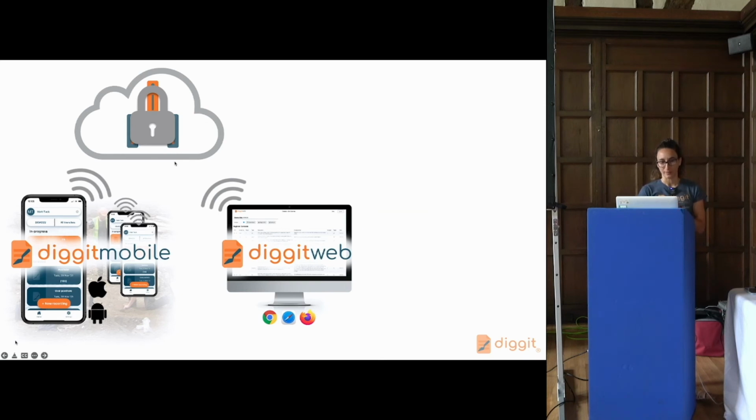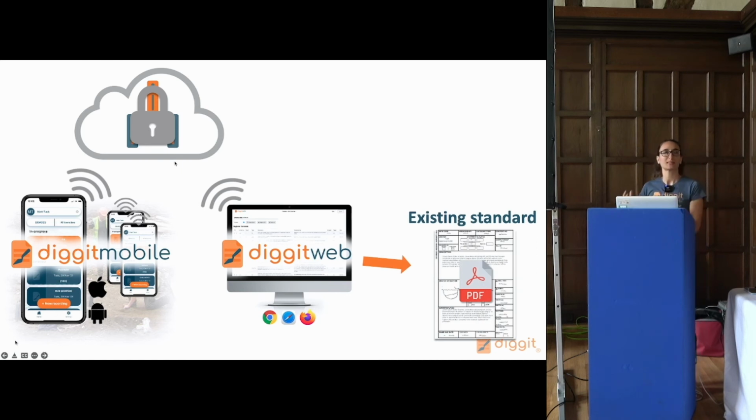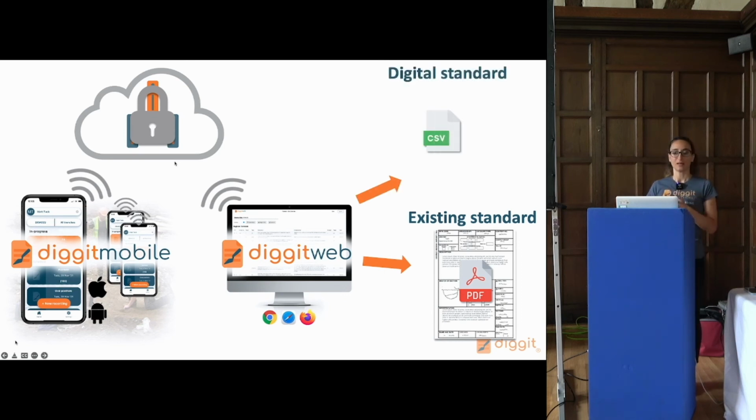So that was Diggitweb, and Diggitweb is our way of standardizing the output, because as you may have seen from the demo, there are 2 types of outputs that we offer with Diggitweb. The first one is to meet the existing standard of the physical archive, so you can export everything as the PDF, which is a familiar format. But more importantly, you can export every data as tables, and in the format that we believe is the real digital standard, which is the CSV file.